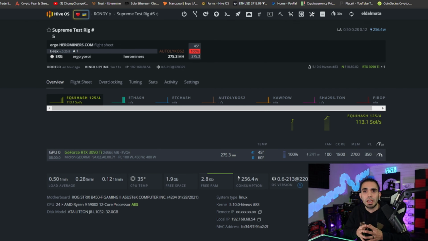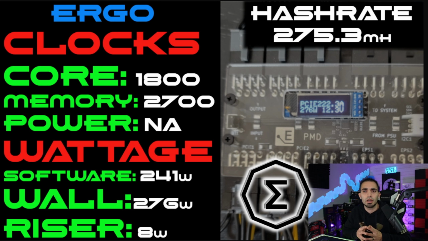All right, so right here we have Ergo mining away at 275.3 mega hashes. As you can see, we have the core clock at 1800. We have the memory at 2700. The power limit is locked in. Then the software was reading 241 watts. We have the wall at 276, as you can see in the picture right there. And the riser was at 8 watts. Again, 275.3 mega hash. Now let's jump over and check out Aletheium.